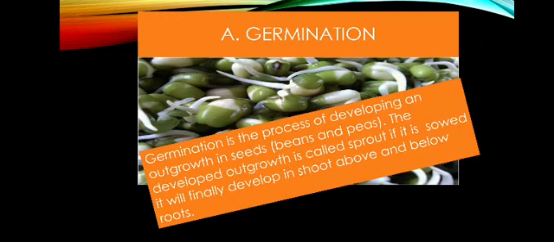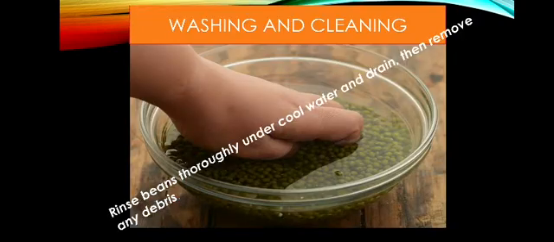In this process, an outgrowth or a sprout is formed. If we sow it in the soil, it will grow into a new plant. But we are not germinating the pulses to create a new offspring, but to improve the nutritive value, enhancing the nutrient availability of pulses.